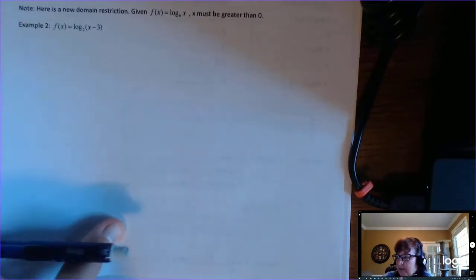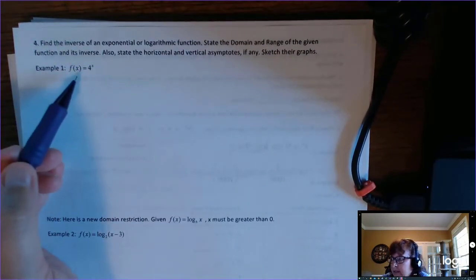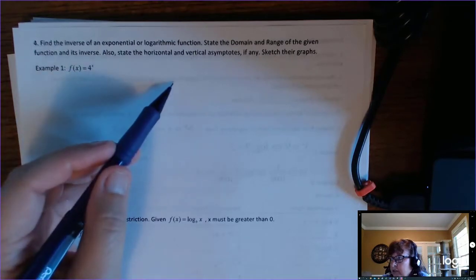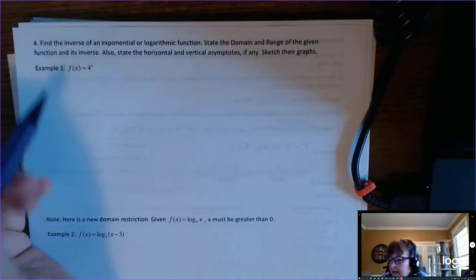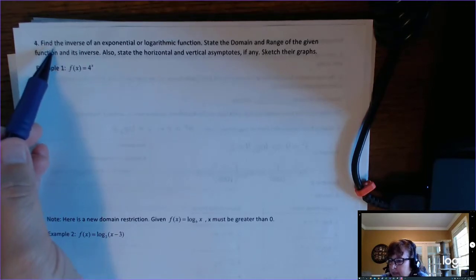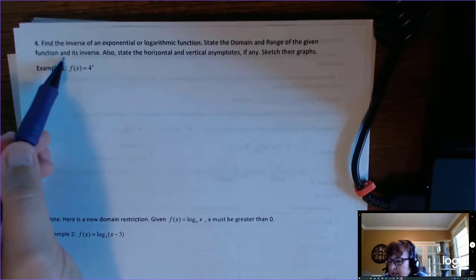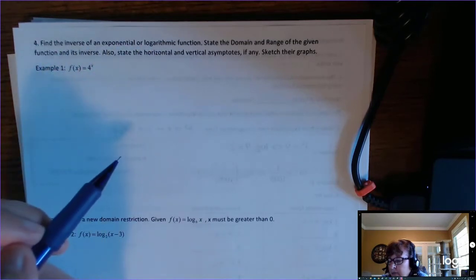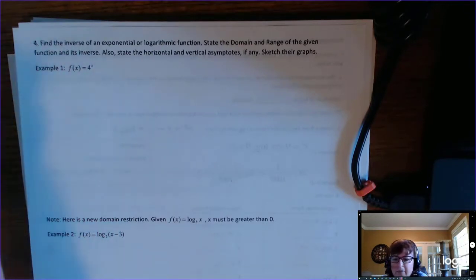What I wanted to focus on is something new, and that is the fact that these exponential functions and log functions are inverses, and I want to explore that so you can get a better understanding of that. So it says find the inverse of an exponential or log function. State the domain and range of the given function and its inverse. Also state the horizontal and vertical asymptotes, if any, and sketch their graphs. So basically, by the end of these two examples, you need to be very comfortable with exponential functions.